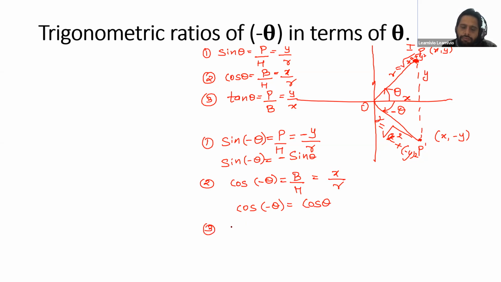Third, if we check, we have tan minus theta. So this is equal to perpendicular by base. What is the perpendicular? Minus y. What is the base? X. So tan minus theta is equal to minus y by x, which is minus tan theta. So we get this formula: tan minus theta is equal to minus tan theta.